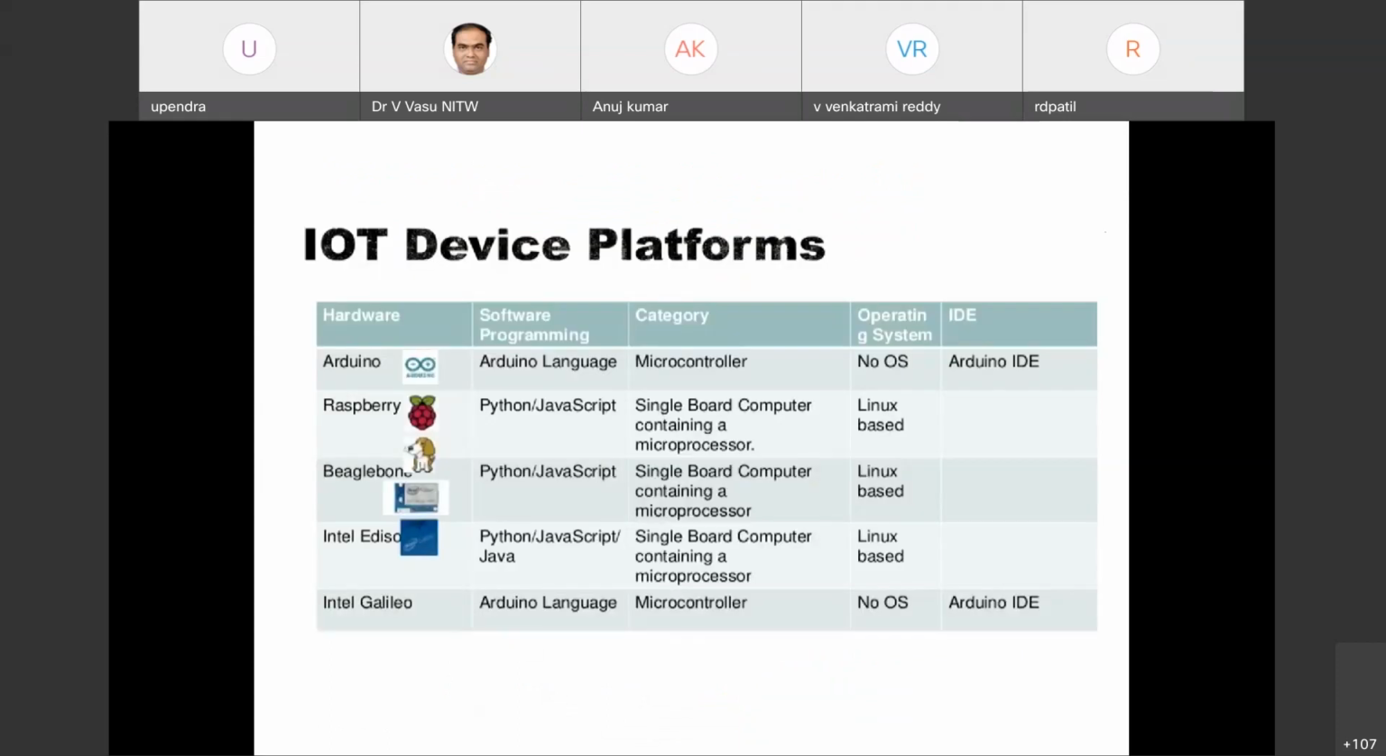That will be done by this particular thing. Okay, so the different IoT platform devices: presently, different hardware boards are available, like Arduino board, Raspberry Pi board, BeagleBone board, Intel and Intel Galileo. Among all these, the Arduino and the Raspberry Pi are the two popular and important boards.